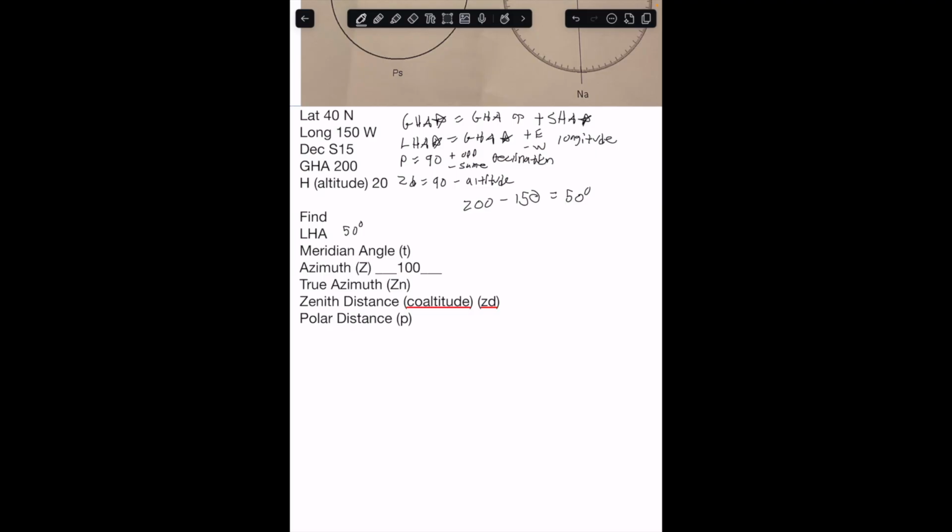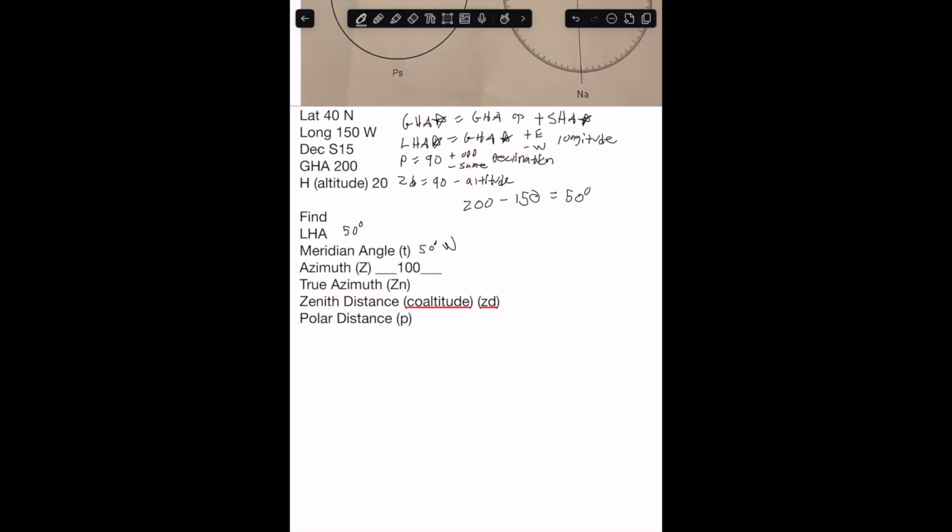Now, our meridian angle is found by comparing your LHA to whether it's greater than or less than 180 degrees. So if it's greater than 180 degrees, you take your LHA, you subtract it from 360, and then you label it east. If it's less than 180 degrees, like we have in this situation, our LHA is 50, then our meridian angle is just 50 west.